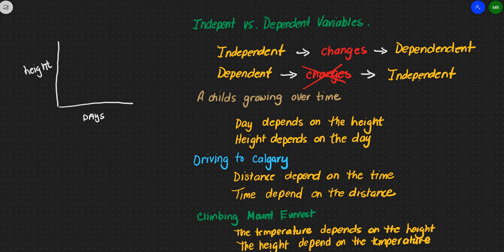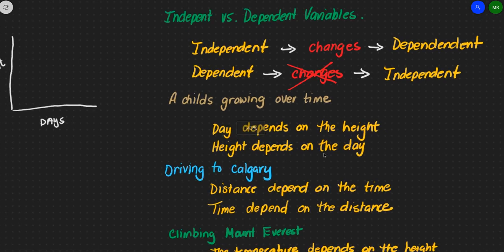For instance, as a child grows over time, would you say that the day depends on the height of the child, or the height of the child depends on the day? Think about that. Well, I would say that the height of the child depends on the day. Therefore, the height would be the dependent variable, and the day would be the independent variable. Therefore, this situation doesn't happen.